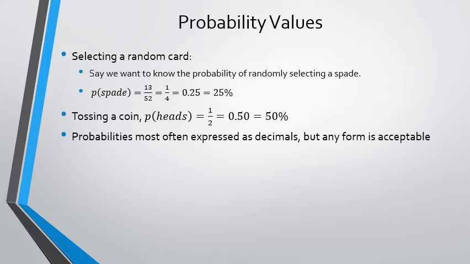Typically in this class, we're going to express probabilities as 4 decimal places. So for the first one, we would have said the probability of spades is 0.2500. And for the second example, tossing a coin, we would have said the probability of heads is equal to 0.5000. So probabilities can range from 0 to 1 in terms of decimal value, or 0% to 100%.